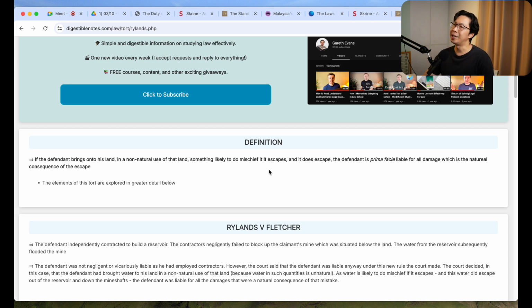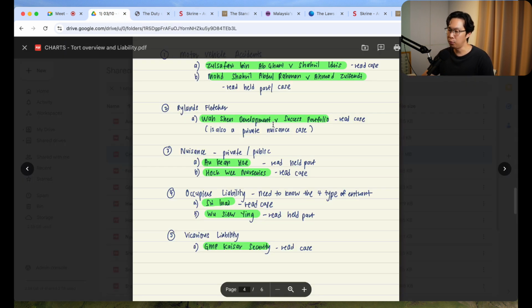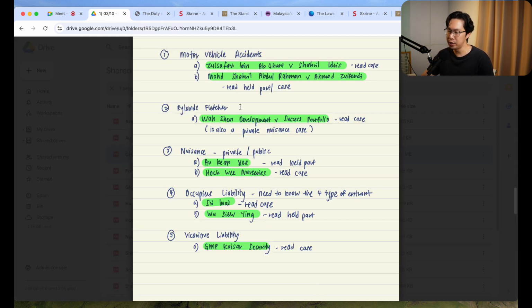What things can escape? Gas, like poison gas, gas that can explode. This kind of thing can escape. I don't think you have this area, Rylands v Fletcher, but this case is also on private nuisance.